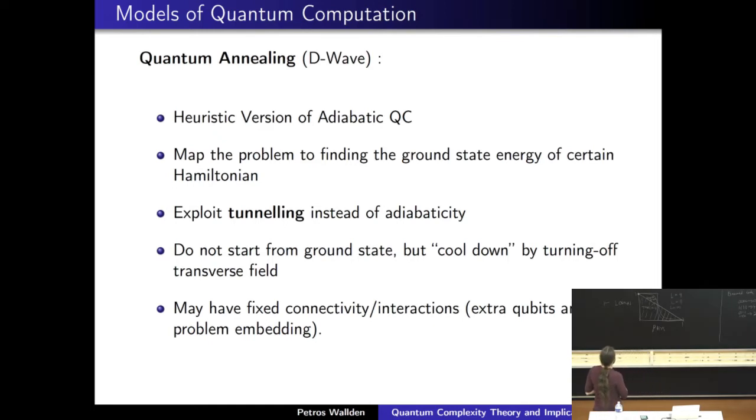So the first point is exactly the same. You do the same mapping that you did for adiabatic quantum computing. But now, instead of using the concept of adiabaticity of the evolution, you use the concept of tunneling. So basically you don't start from the ground state of anything. You start somewhere, which you evolve under a Hamiltonian that at the end of the evolution will be at the correct ground state, and evolve it in a way that you cool it down, okay? Essentially, you turn off some external field, and you cool it down, and you hope that you'll end up with a solution being at the ground state.